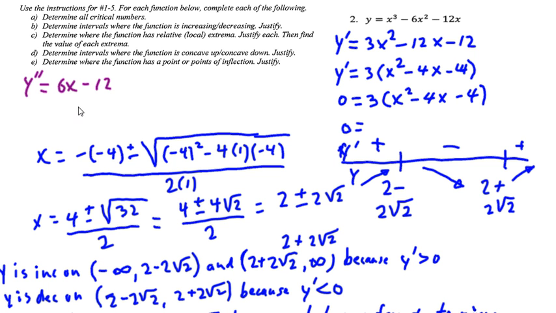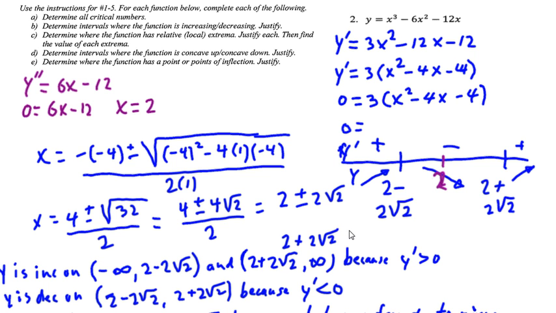So determine intervals where the function is concave up, concave down. We set this equation equal to 0. 0 equals 6x minus 12. So if we solve, we add 12 to both sides. x is going to be equal to 2. So that's going to be right in the center of our number line we've already drawn.